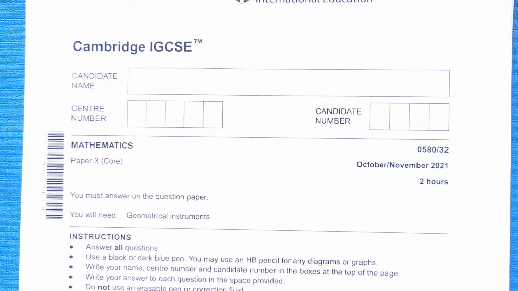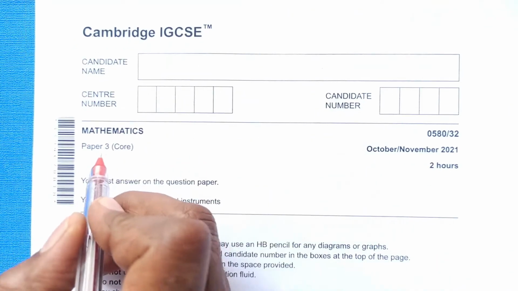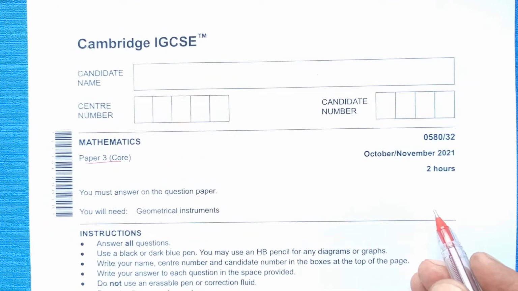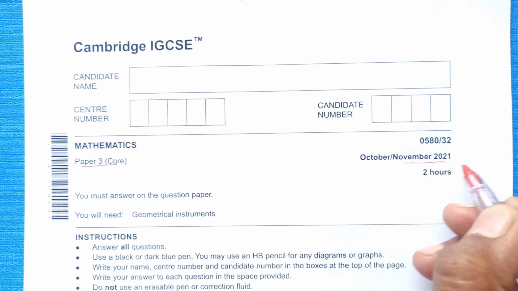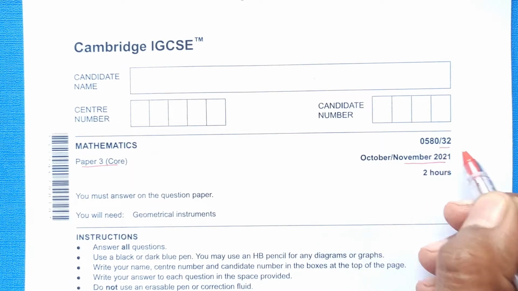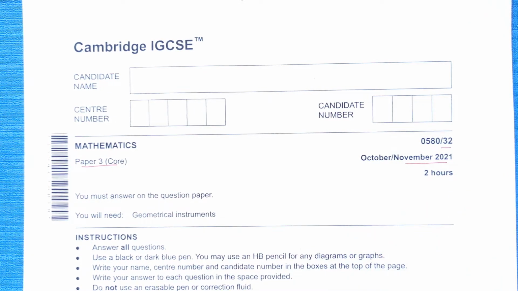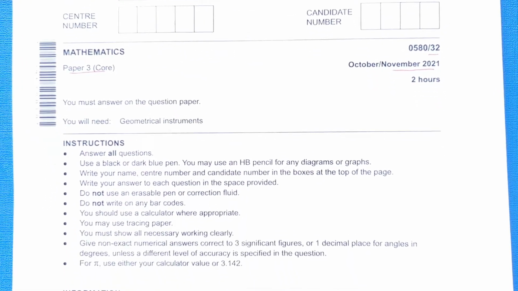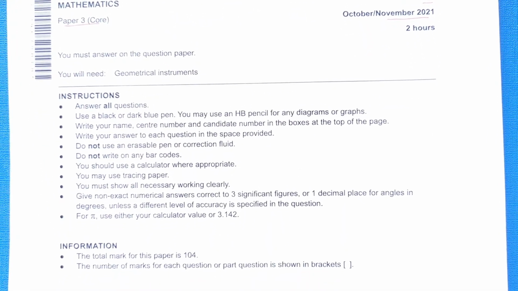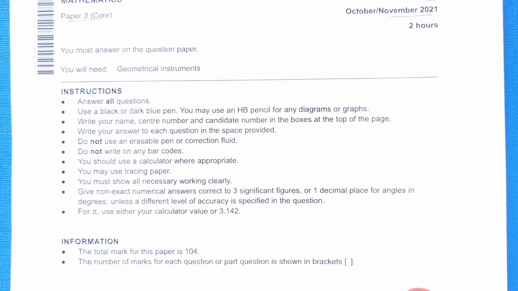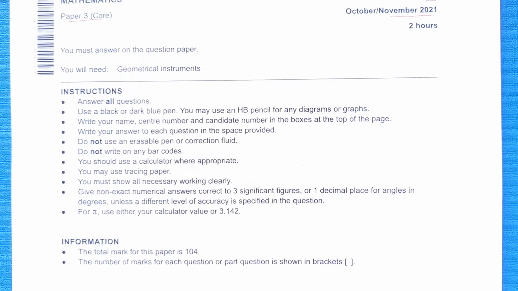Today we are going through Cambridge IGCSE Paper 3 from October-November 2021. This is paper component 3-2. So these are the instructions here. You can take a screenshot and then go through that. You can use a calculator for this, as you know that all IGCSE papers allow calculators. So without any delay, let's start.